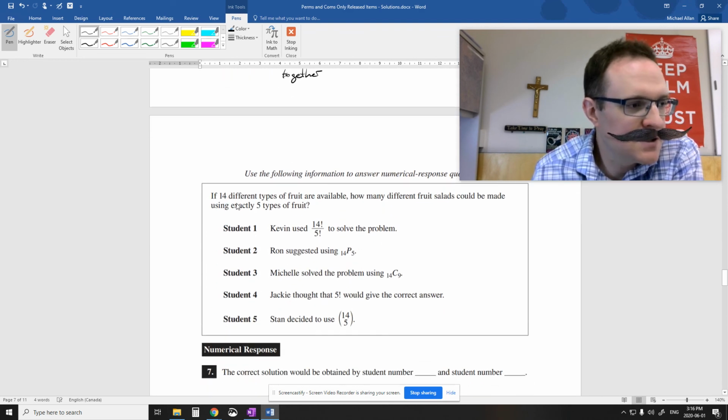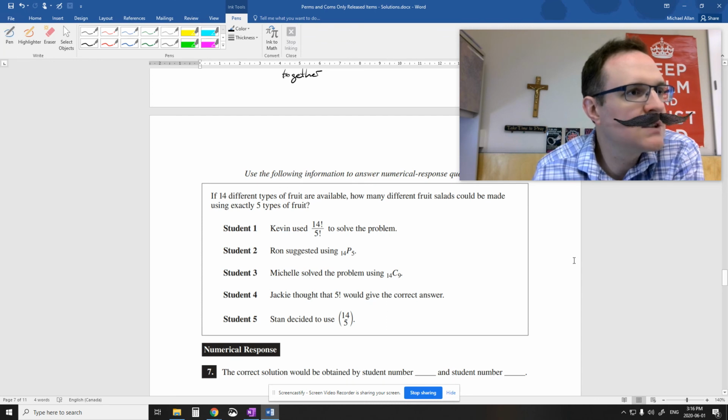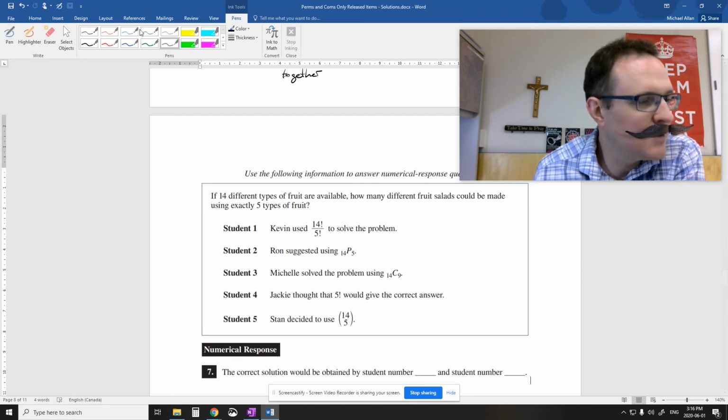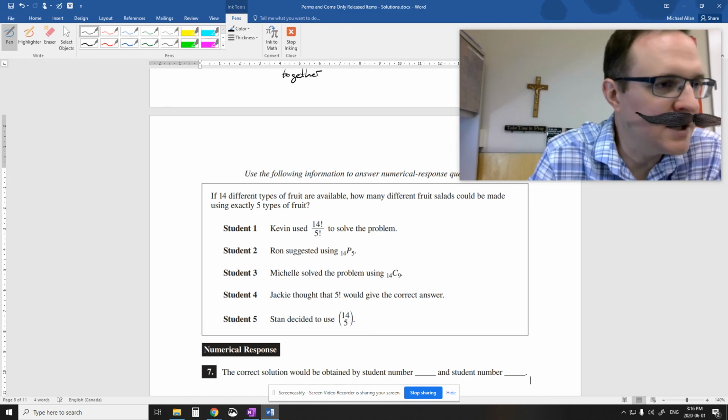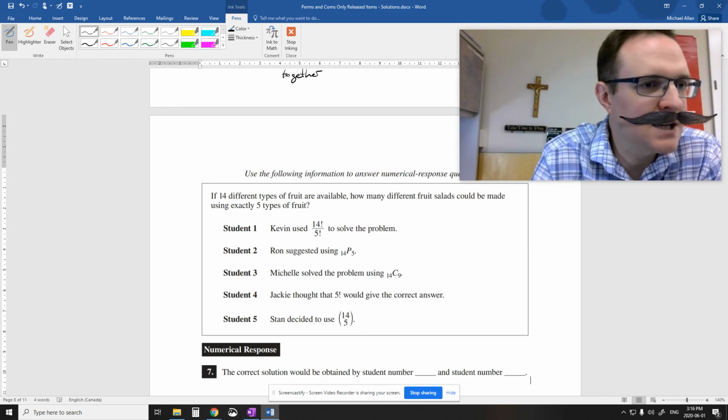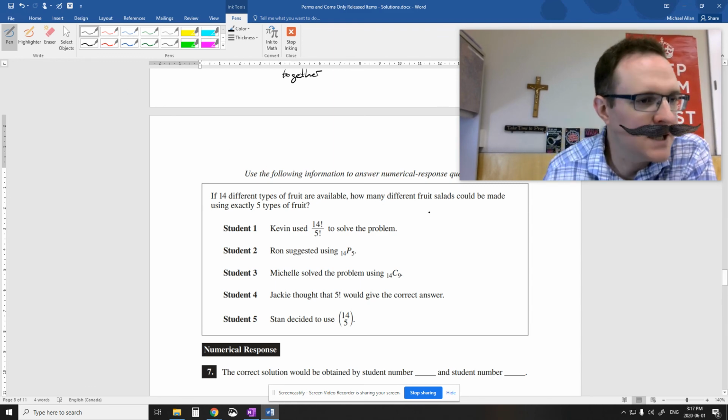14 different fruits. So make sure I'm in the right spot here. Where am I? Oh, I'm on page 8. Okay, I'm doing pretty good. Okay. 14 different types of fruits are available. How many different fruit salads can be made? Exactly 5 types of fruits. Okay. They're going to be in a fruit salad.